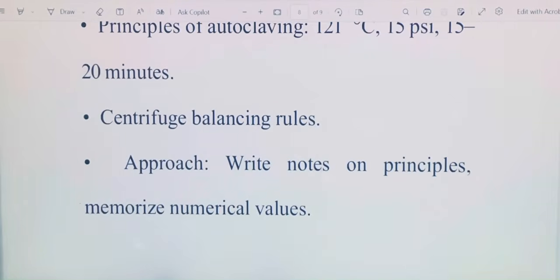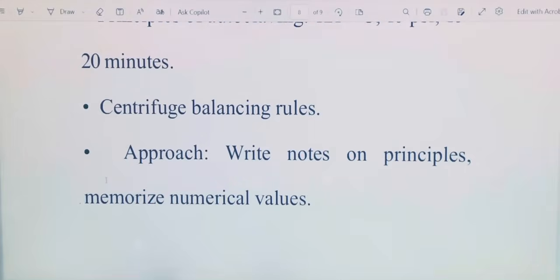Then of course, understand the centrifuge balancing rules, how to balance a centrifuge. A centrifuge is used in the laboratory for centrifugation. When you're spinning samples, that's centrifugation.